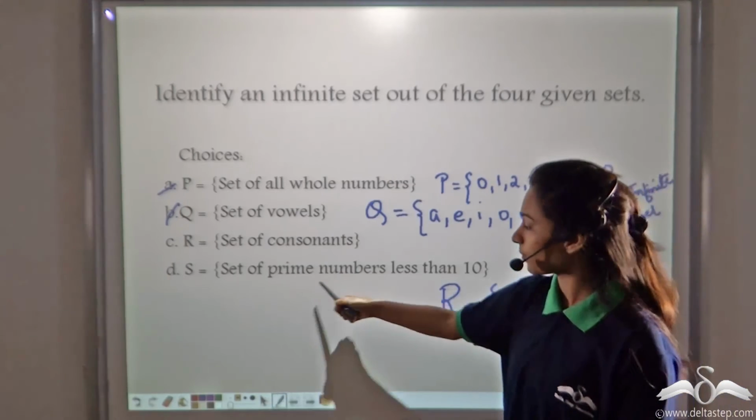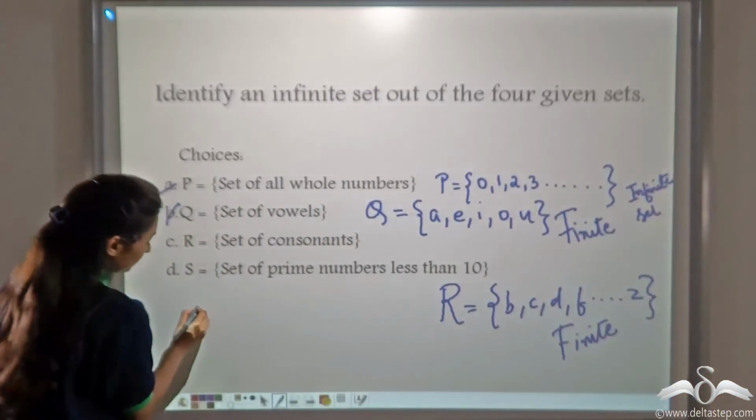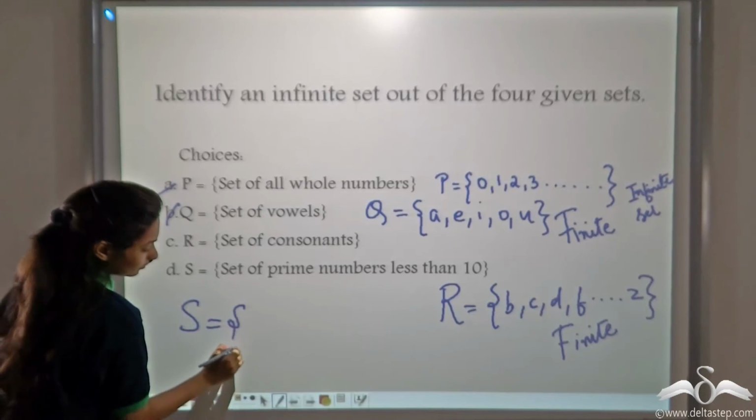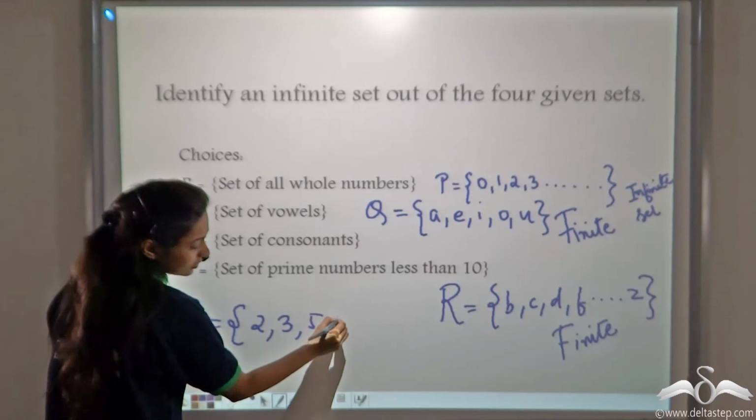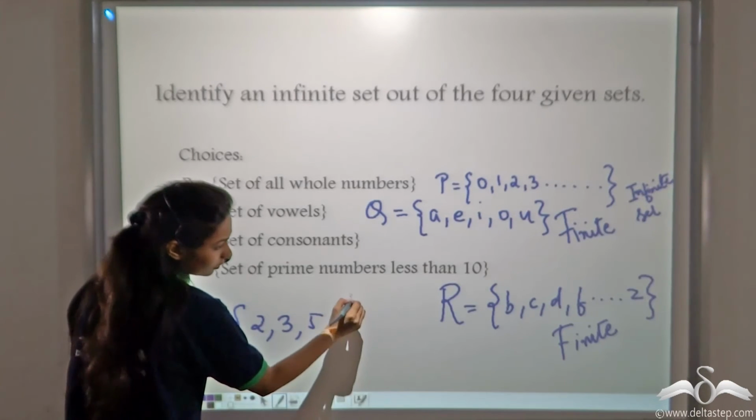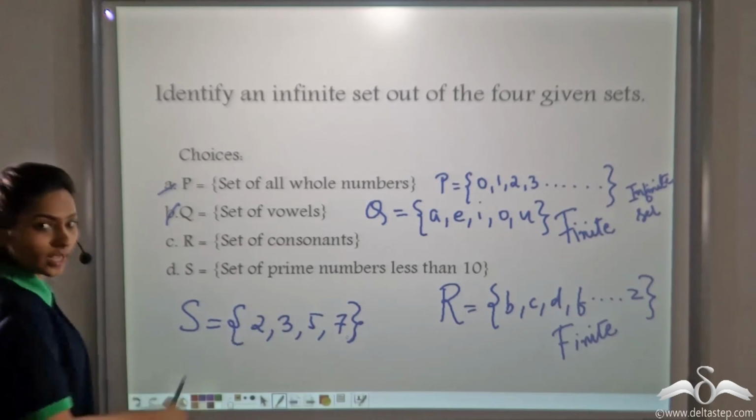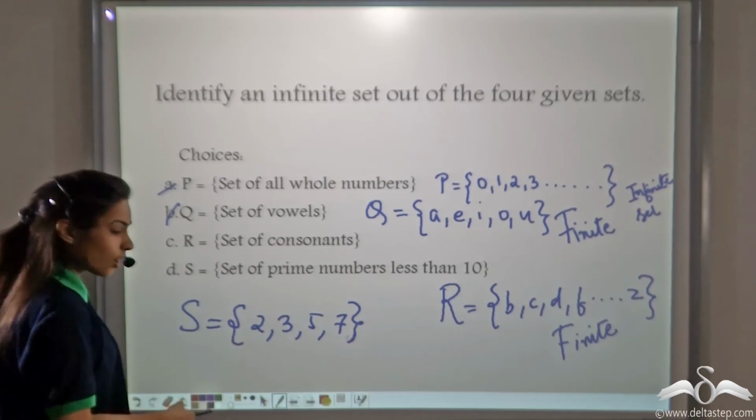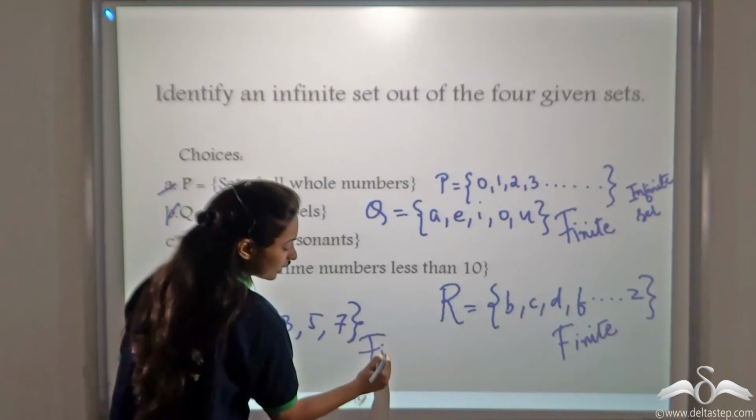Now what about the set of prime numbers less than 10? Let's write the answer. S is 2, 3, 5, 7, only till 7. So we know the elements here also. We can also count them, 1, 2, 3, 4. So this is also a finite set.